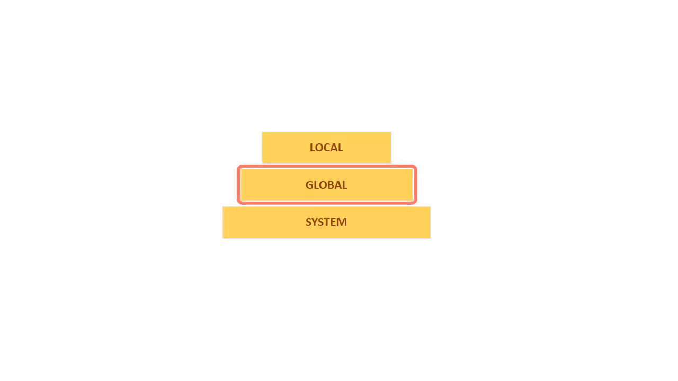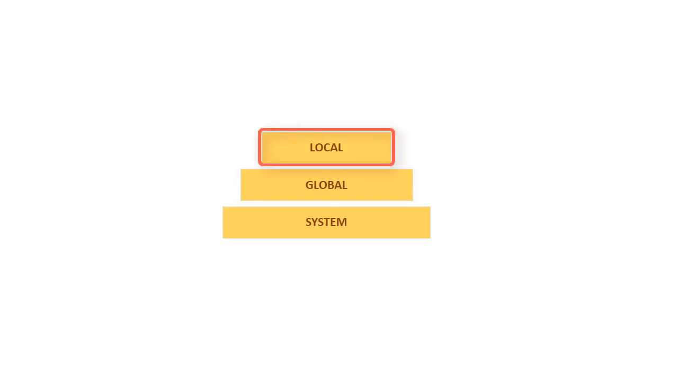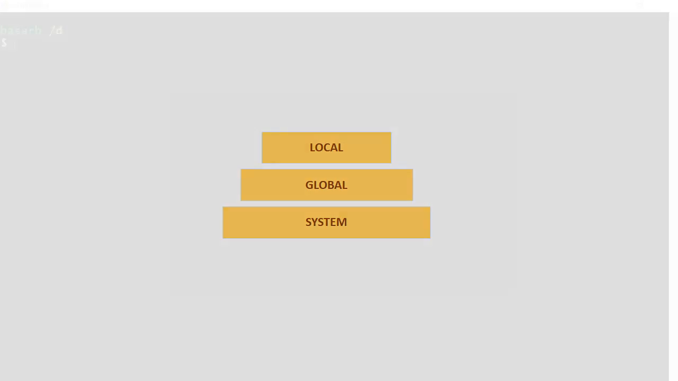And then we have this global, and this is the user-specific configurations for the operating system. And the last one is the local. The local is the configuration made for a specific Git repository. Each level overrides values in the previous level. So configuration in local overrides the global, and the configuration in global overrides the system.